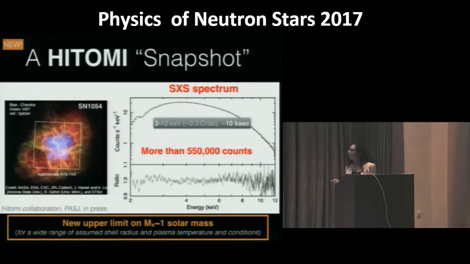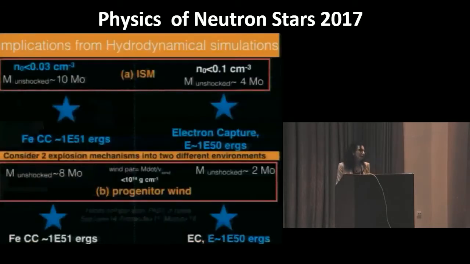But a new, very stringent upper limit on the X-ray emitting mass has been obtained, of about one solar mass. That was obtained making use also of previous Chandra observations dedicated to looking for that thermal X-ray emission. And that was done for a wide range of assumed shell radii, plasma temperatures, and ionization timescales. So no thermal X-ray emission, but we have a new, stringent upper limit on the X-ray emitting mass.